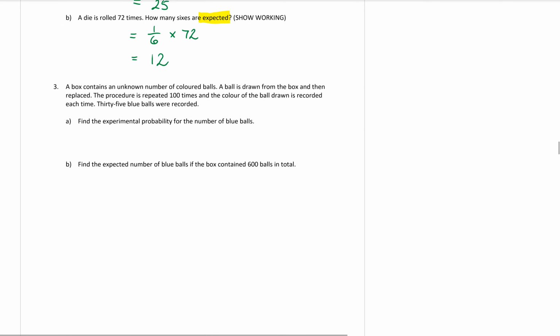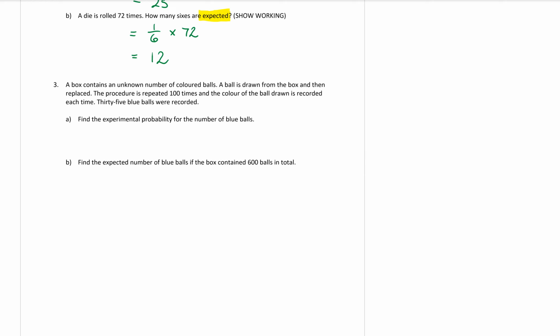Question 3. A box contains an unknown number of coloured balls. A ball is drawn from the box and then replaced. The procedure is repeated 100 times and the colour of the ball drawn is recorded each time. 35 blue balls were recorded as being drawn out. Okay, so that 35 blue, that's important, and that we did the experiment 100 times is also important. Find the experimental probability for the number of blue balls.